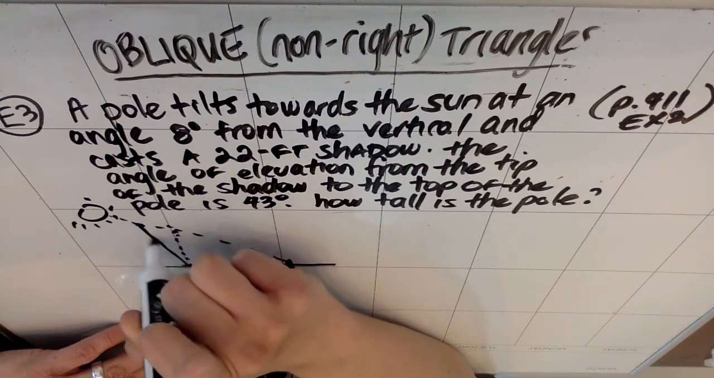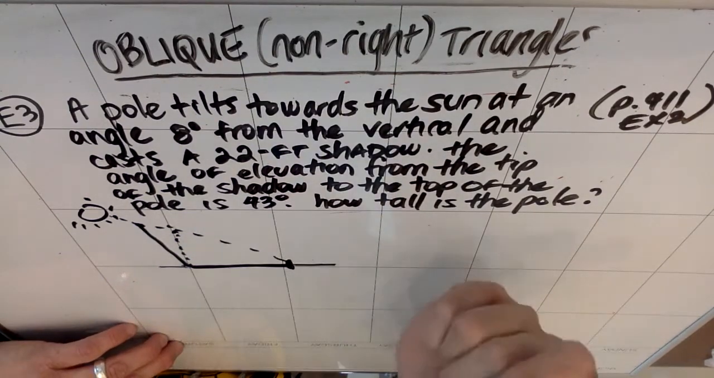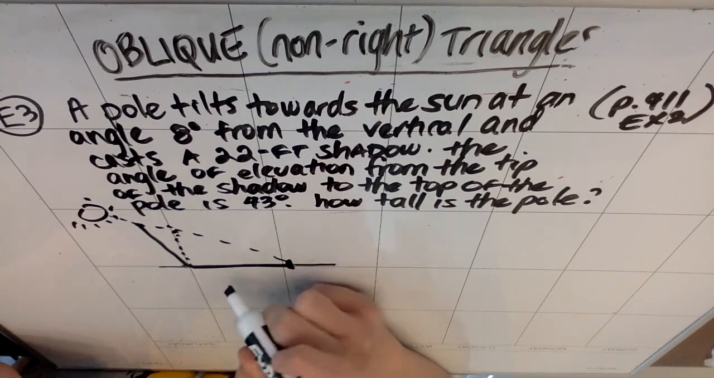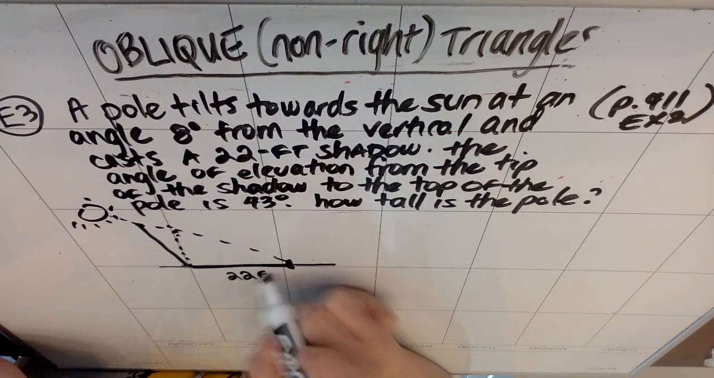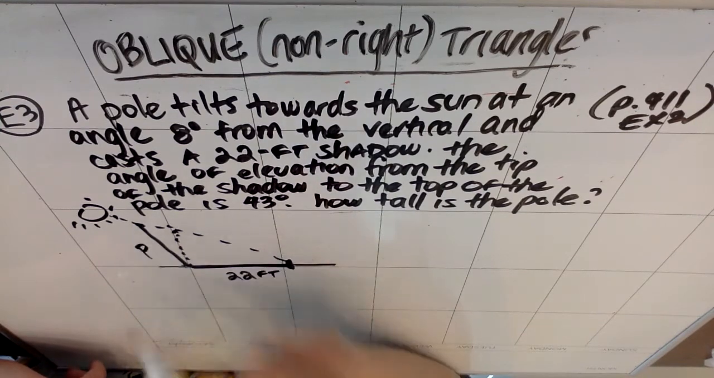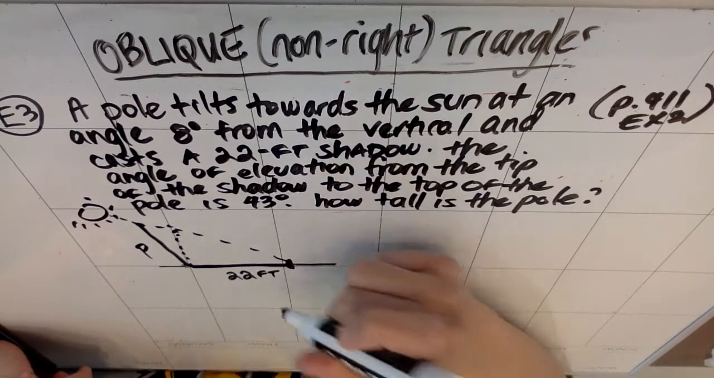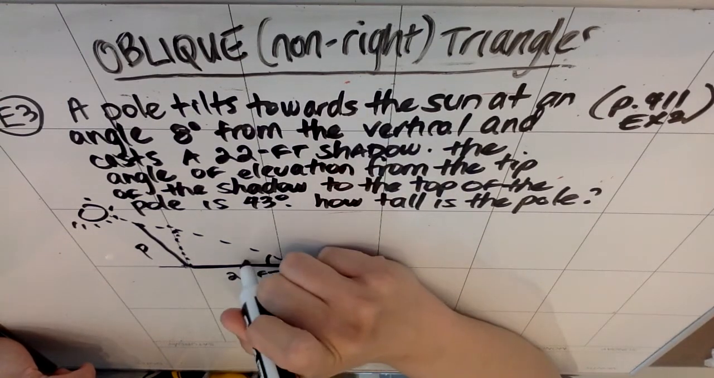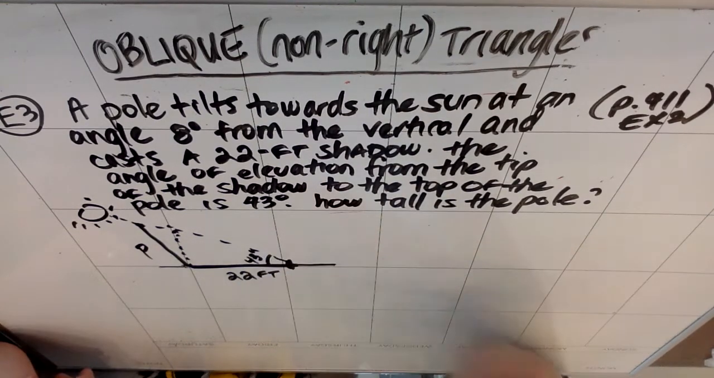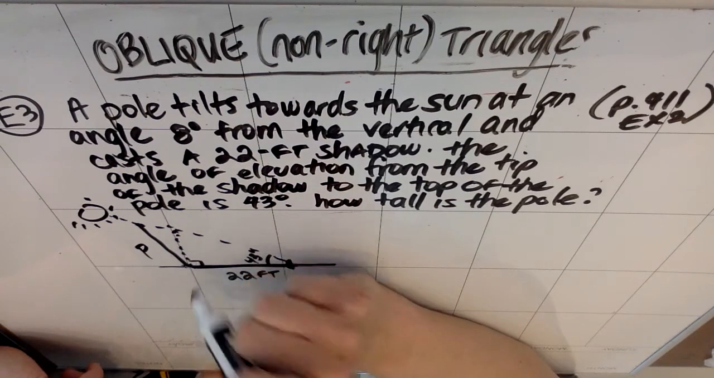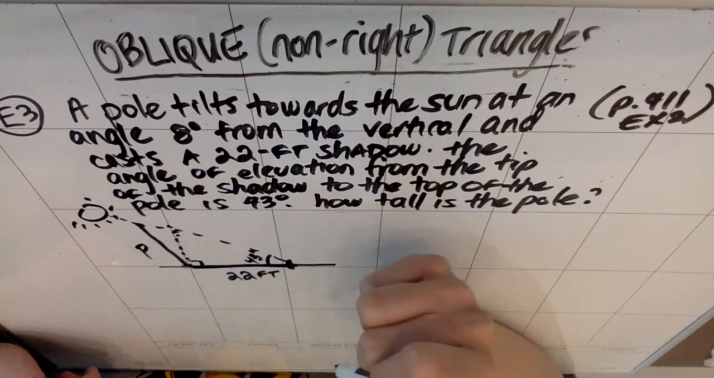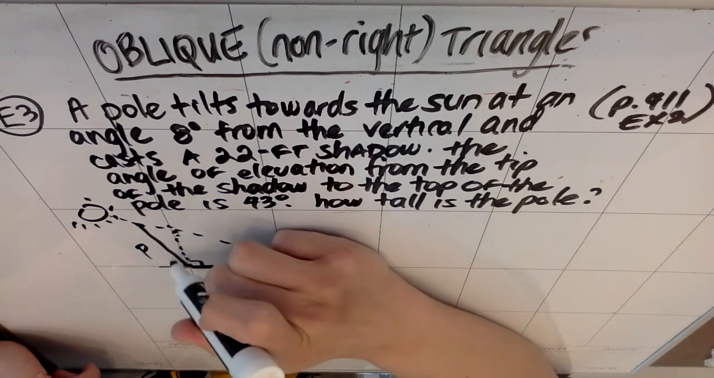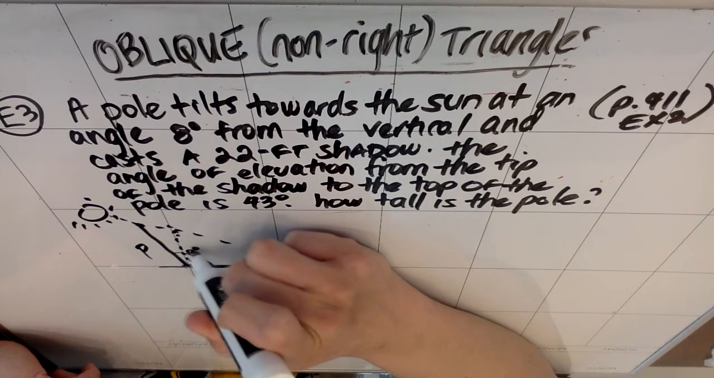The pole is tilting towards the sun because it says it tilts towards the sun at an 8-degree angle. And I know it casts a 22-foot shadow, so I'm going to put 22 feet down here. I'm going to use P for pole. You don't have to. What I'm told is that if I'm looking from the tip of the shadow up at the pole, I am looking up at an angle of 43 degrees. And I'm also told that the pole leans 8 degrees from the vertical, meaning vertical would mean a 90-degree angle, but I'm 8 degrees more, so this must be a 98-degree angle.